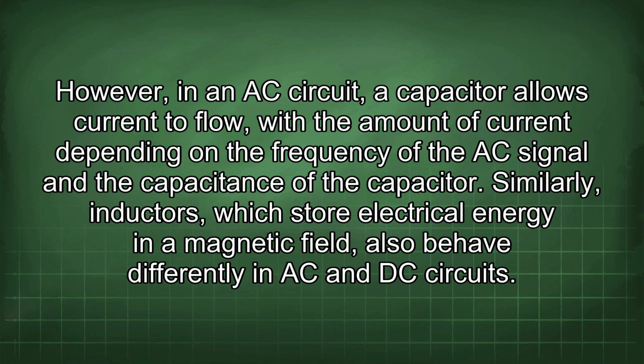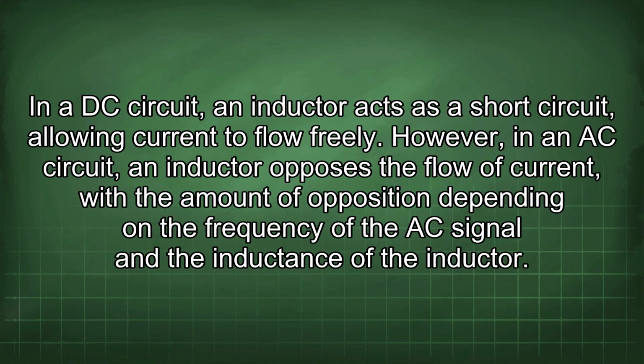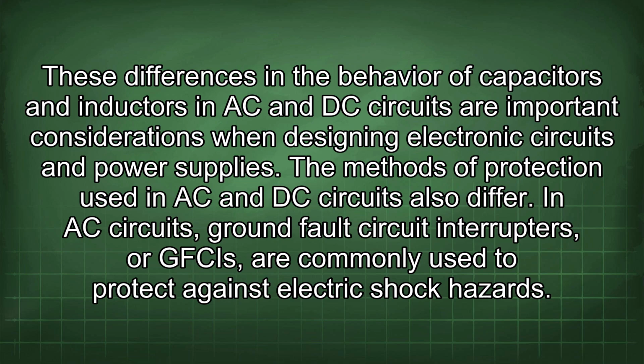Similarly, inductors, which store electrical energy in a magnetic field, also behave differently in AC and DC circuits. In a DC circuit, an inductor acts as a short circuit, allowing current to flow freely. However, in an AC circuit, an inductor opposes the flow of current, with the amount of opposition depending on the frequency of the AC signal and the inductance of the inductor. These differences in the behavior of capacitors and inductors in AC and DC circuits are important considerations when designing electronic circuits and power supplies.